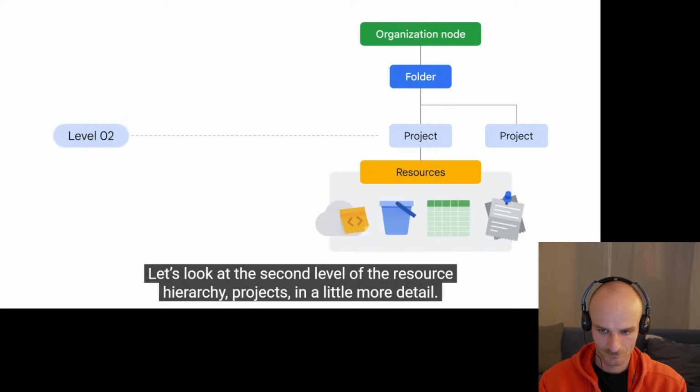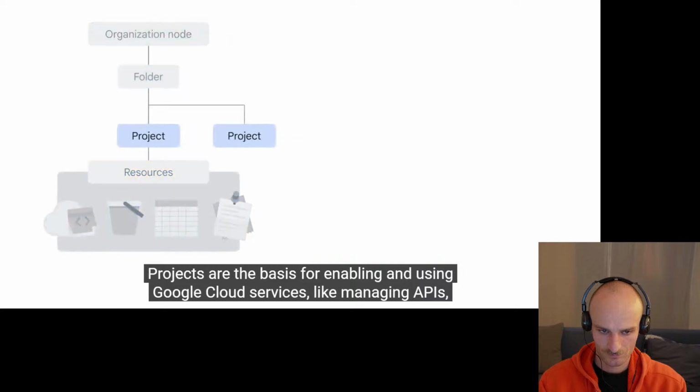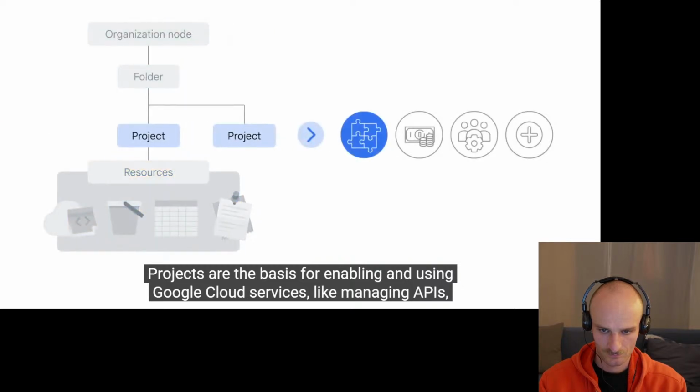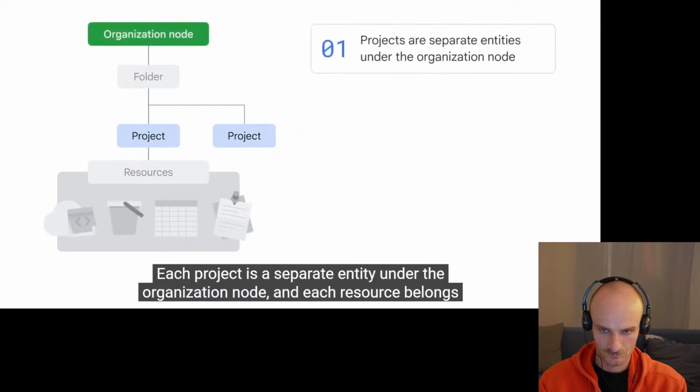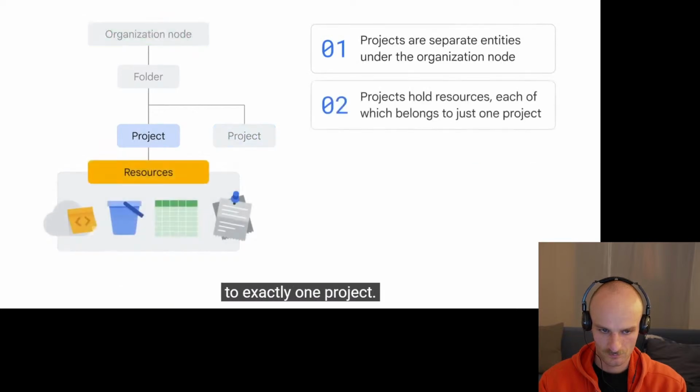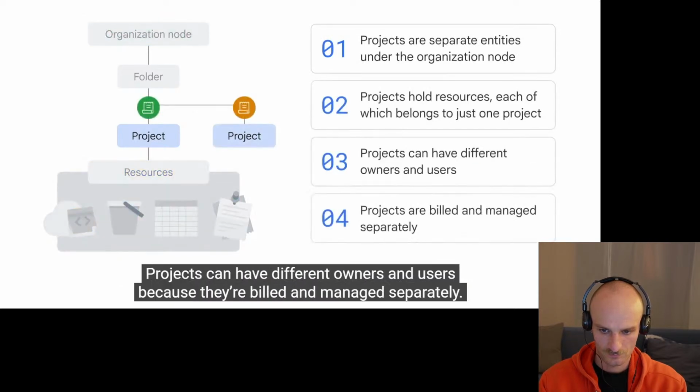Let's look at the second level of the resource hierarchy, projects, in a little more detail. Projects are the basis for enabling and using Google Cloud services, like managing APIs, enabling billing, adding and removing collaborators, and enabling other Google services. Each project is a separate entity under the organization node, and each resource belongs to exactly one project. Projects can have different owners and users because they're built and managed separately.